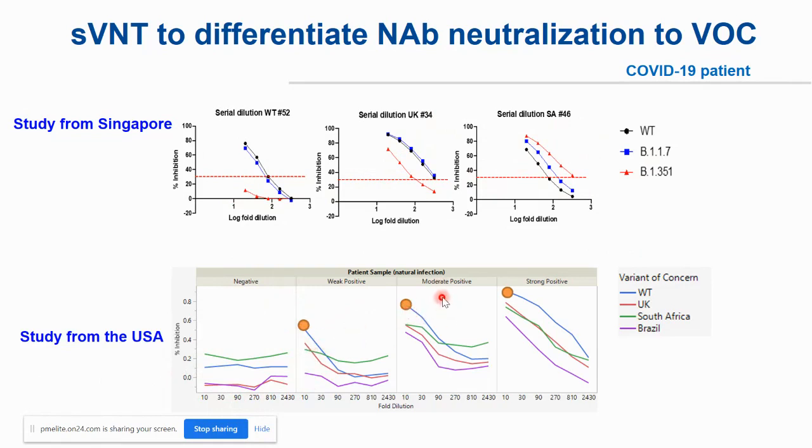The sample in the category of moderate positive again had the highest neutralization inhibition to the wild type strain, but very much reduced to the rest of the mutants. So the last one, even the strong positive sample. Basically, whenever you look at your cPass results, which is currently still the wild type strain, you should expect somewhat reduced efficacy against the other mutants.